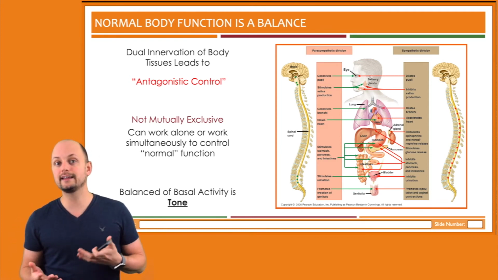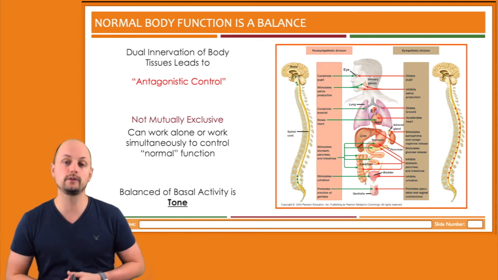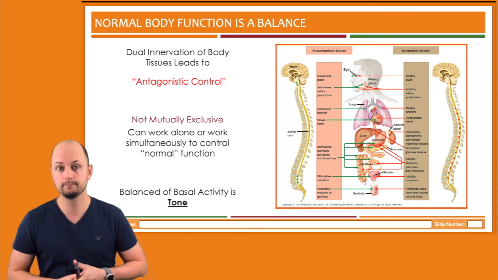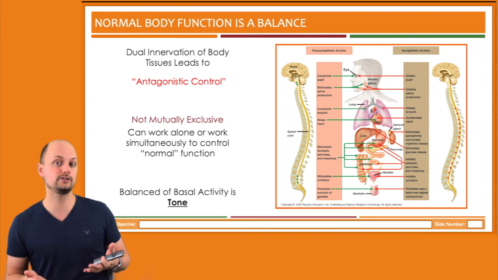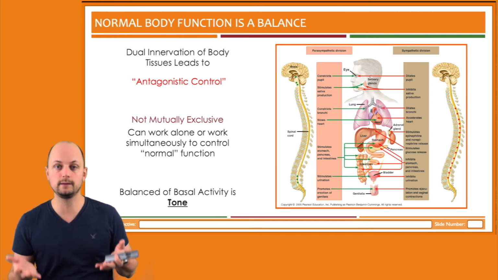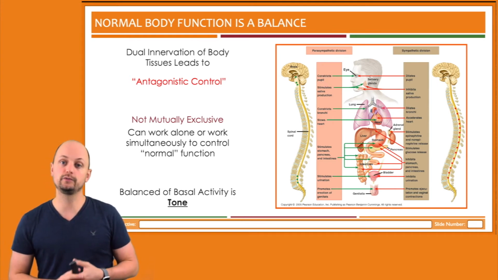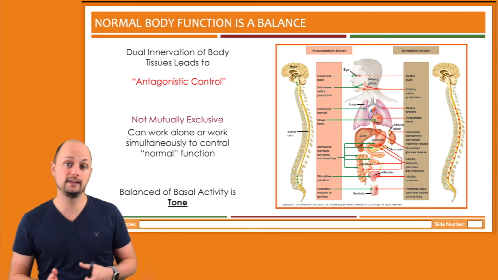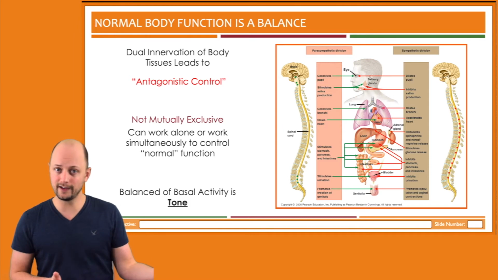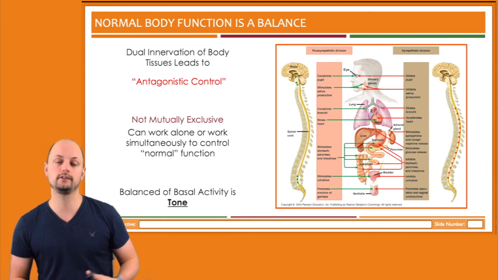Now, the idea of antagonistic control seems straightforward, but it can get a little bit challenging when we start looking at some applied examples. And so one of the ways that we can think about antagonistic control is to imagine that most of the organs inside the body have both a gas pedal and a brake pedal. So if we were thinking of heart rate, then we could say that your sympathetic nervous system is like the gas pedal, makes it go faster. And your parasympathetic nervous system is like the brake pedal. It's gonna slow it down a little bit.